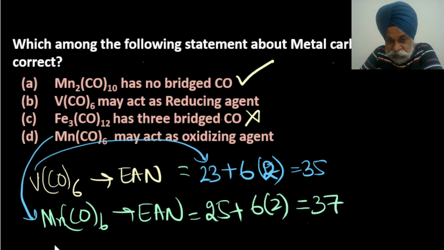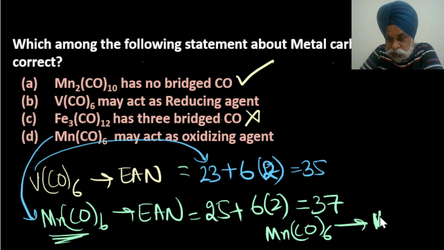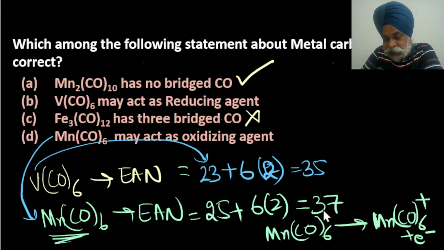So obviously this would want to lose one electron. MnCO6 would always want to change into MnCO6 plus by losing one electron, so that it could have the 36 noble gas configuration. So this would always want to act as a reducing agent rather than an oxidizing agent. So this in a way is a wrong statement.